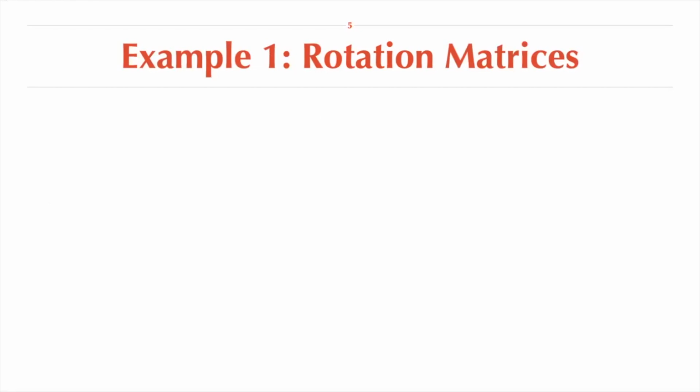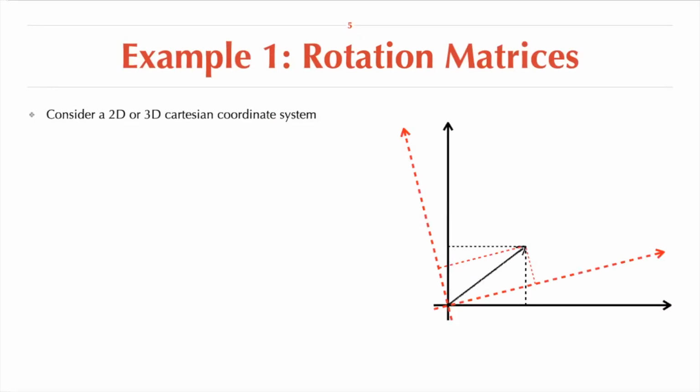One example is the rotation matrix. It can happen in either a 2D or 3D system, but let me take a simple example of the 2D coordinate system. Let's say this is your original coordinate system, and this is the vector you were interested in, and you rotate the coordinate system like this. The red one is the rotated coordinate system with respect to the black, the original one.